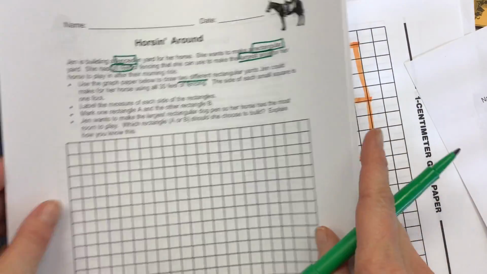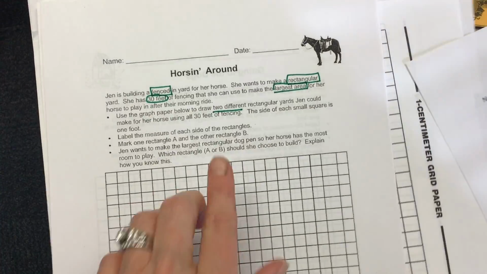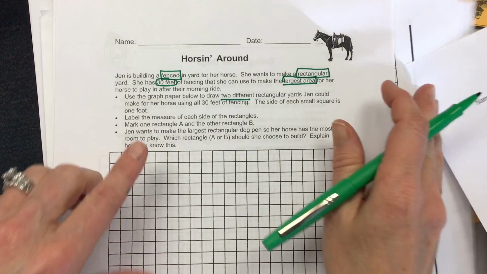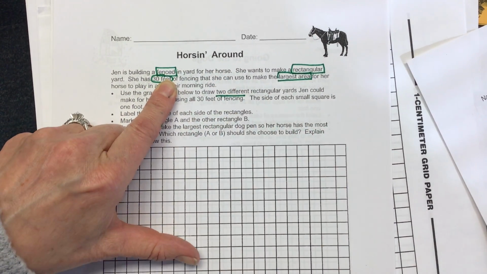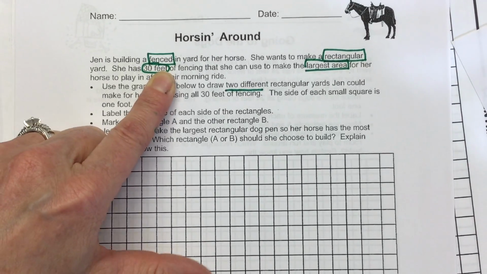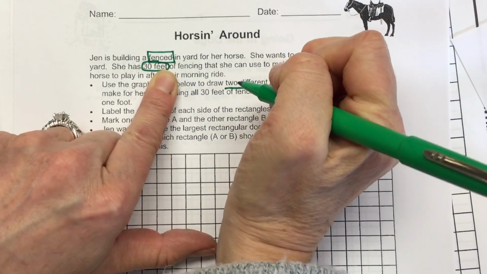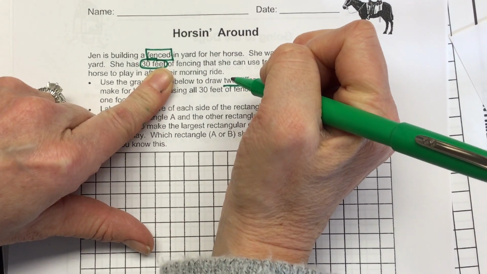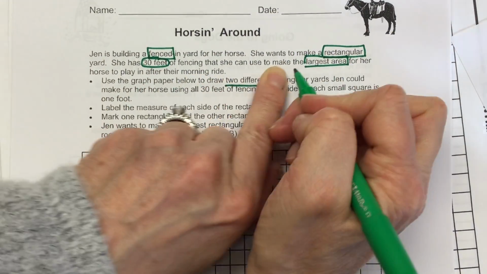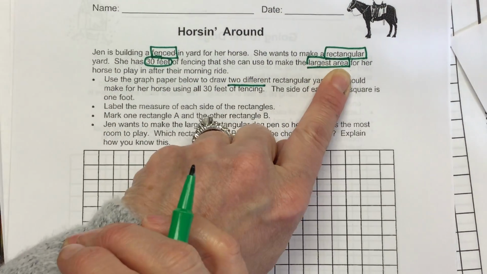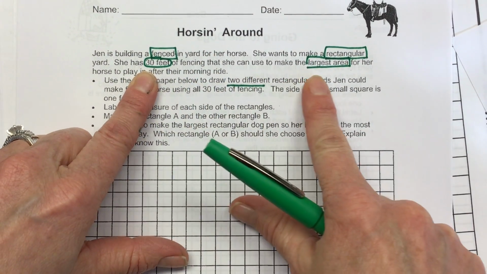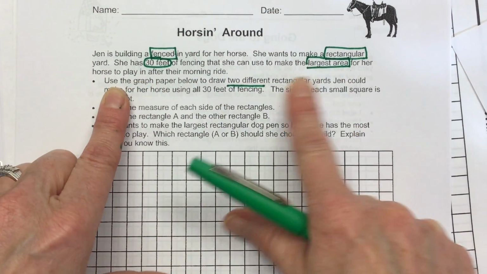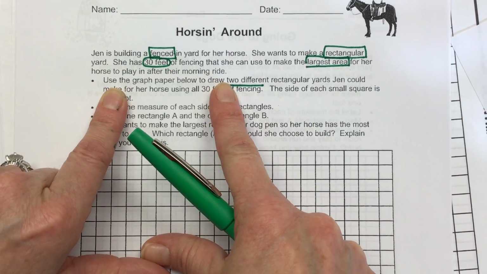Okay, we are looking at Horsin' Around. Jen is building a fenced-in yard for her house. We put a box around the word fence because we know that fencing makes us think of what? Area or perimeter? Perimeter. She wants to make a rectangular yard. She has 30 feet of fencing that she can use to make the largest area for her horse to play in after their morning ride.